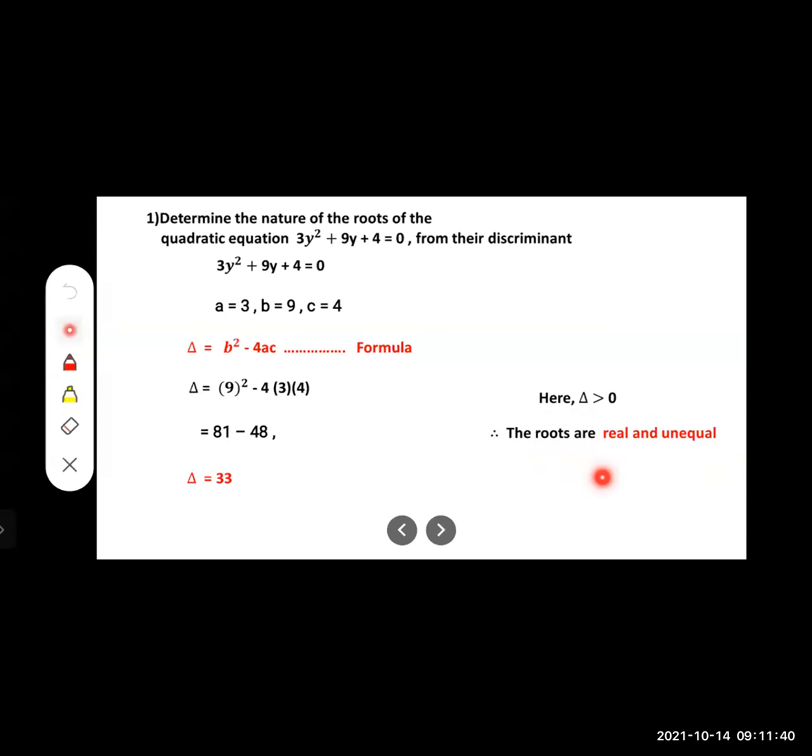Understood, children? So if this type of question comes, don't leave it. Do it, and a full 2 marks you can score easily. Clear, children? We'll go to the next sum.